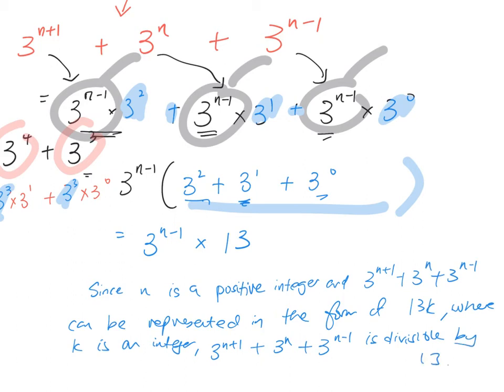This question is basically a question on divisibility, checking whether a sum of indices is divisible by a certain number. The method is to first identify the highest common factor between the terms and factorize. So not only must you be good with the laws of indices, you must also be good with factorizing the individual terms out. I hope this is useful for you.